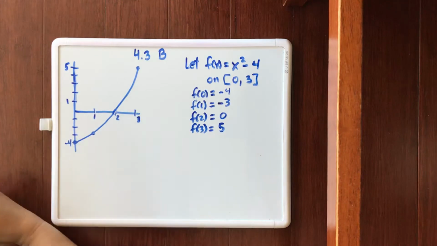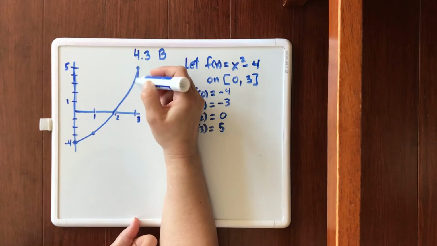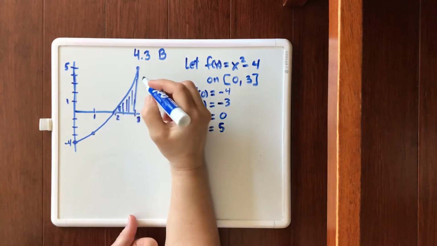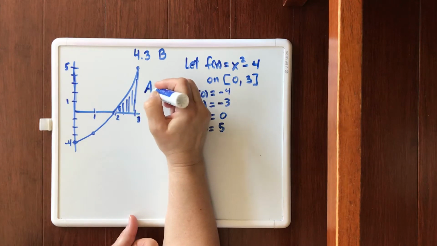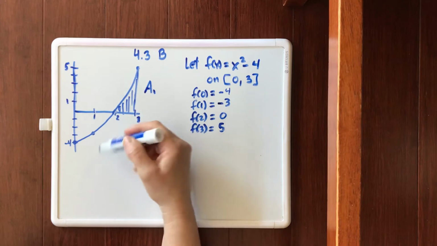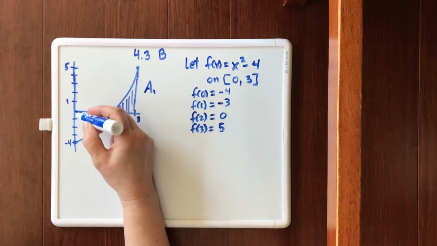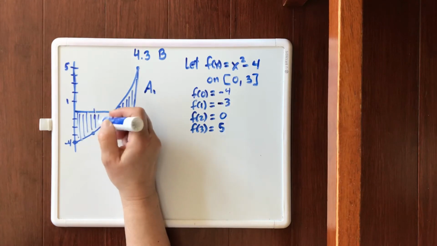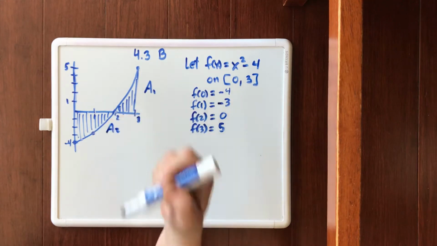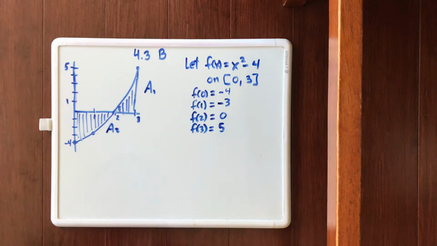Okay, so if we integrate, we'd be looking at the area under the curve here. So I'm going to call it A1 for area 1 there. But if we were to go down here, we have no boundary. So that's not going to work. So we're going to find the area here. Okay, so I'm going to call that A2. We're going to add the two areas up, and that would be the answer from 0 to 3.